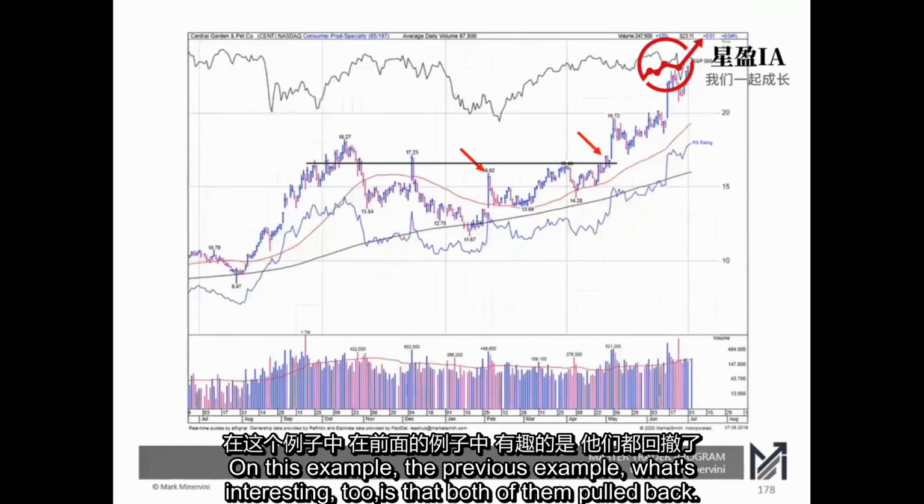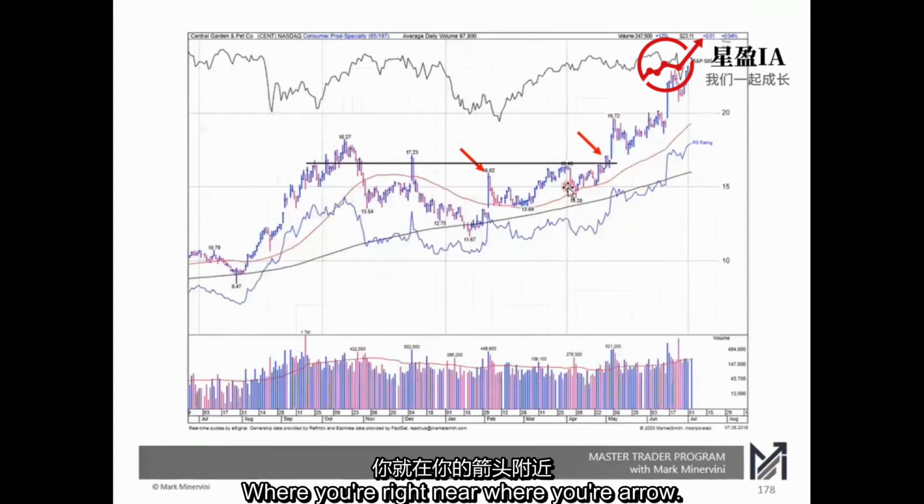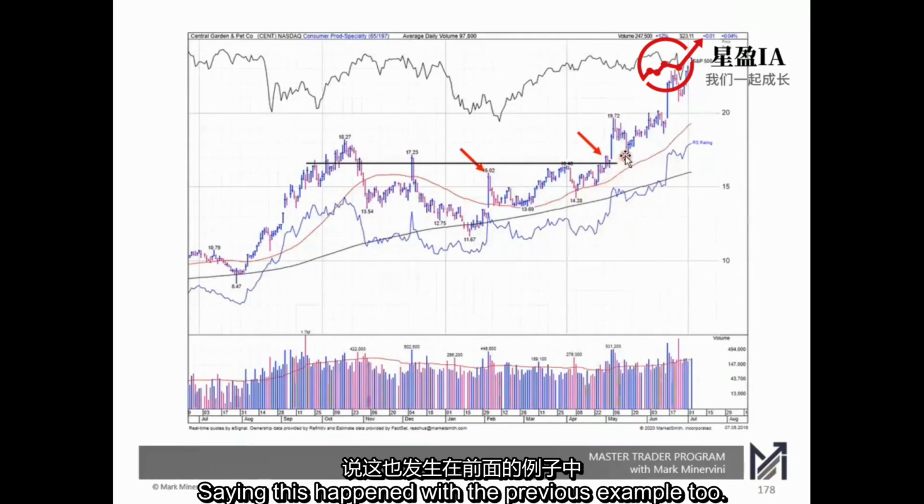On this example and the previous example, what's interesting too is that both of them pulled back. You see, this went to 1972 and pulled back almost exactly to where the buy point was, right near where your arrow is. But yeah, if you look at that pullback after the breakout, move farther over. Yeah, you're right there. The same thing happened with the previous example too.